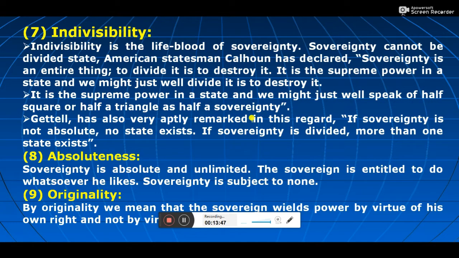Next, indivisibility, or sovereignty is not divisible. Indivisibility is the lifeblood of sovereignty. Sovereignty cannot be divided. American statesman Calhoun has declared, sovereignty is an entire thing. To divide it is to destroy it. It is the supreme power in a state, and we might just as well speak of a half square or half a triangle as of half a sovereignty.